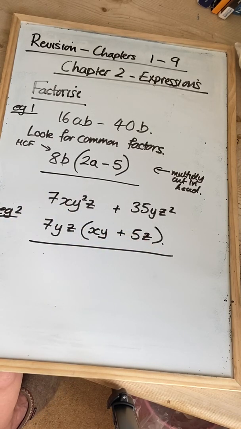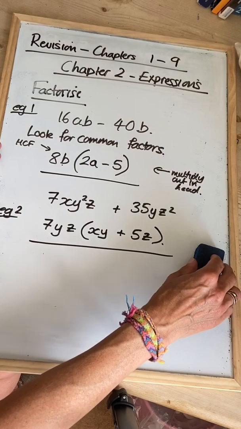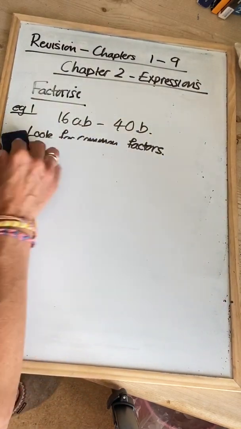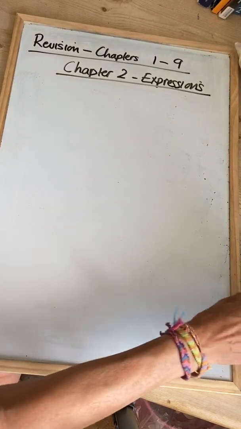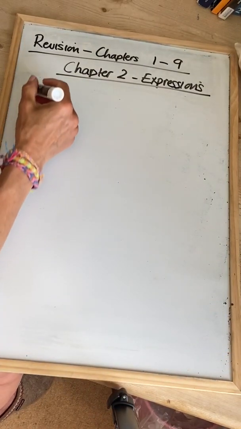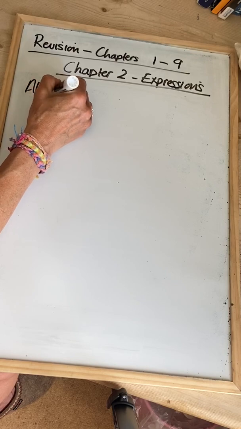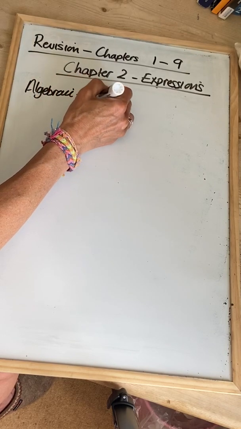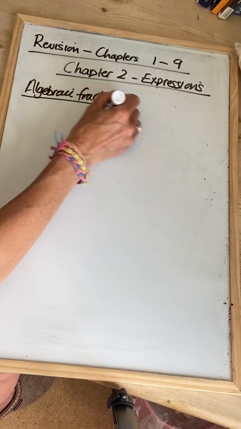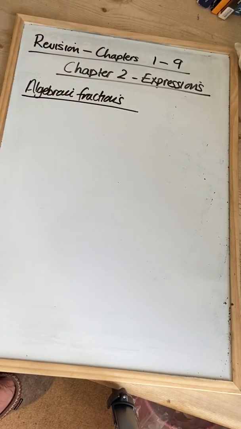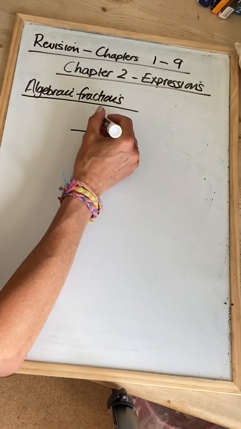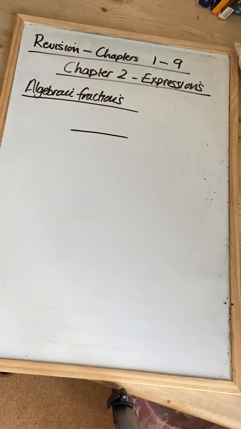Okay, so that's the factorising bit of that. Now we're going to move on to the last bit, which is algebraic fractions. So probably your least favourite bit, I would imagine. Algebraic fractions are just what they say on the tin, really. They are fractions, so something over something else, a numerator over a denominator, but they are expressed in algebraic form.